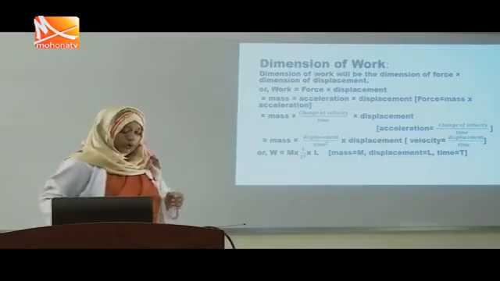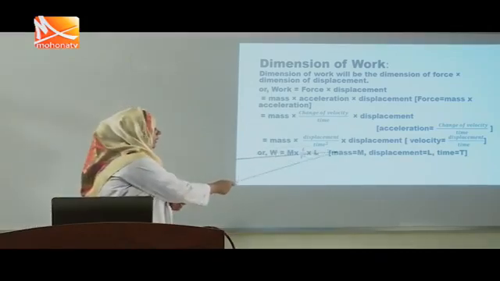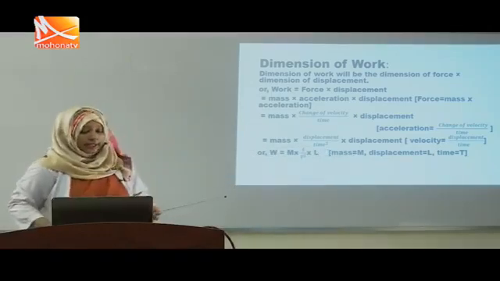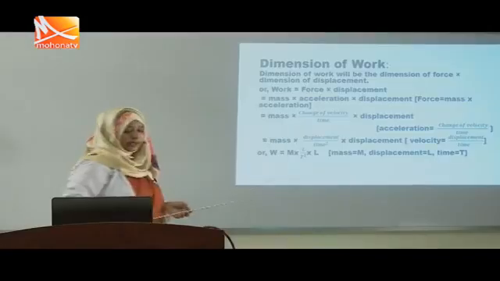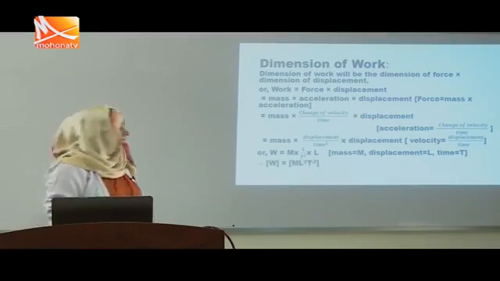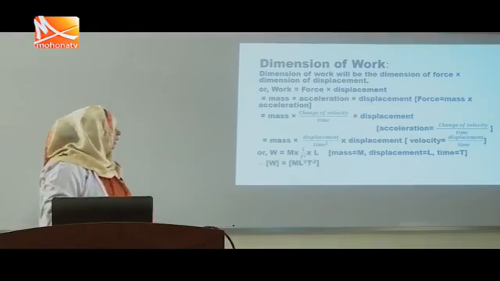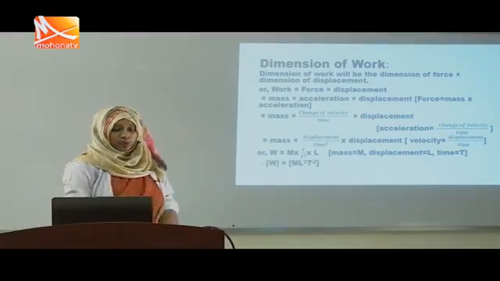The dimension of mass is M, displacement is L, and time is T. Then from mass it will come M, displacement L, time square means T square, displacement L. So the dimension becomes W equal to M L square T to the power minus 2.